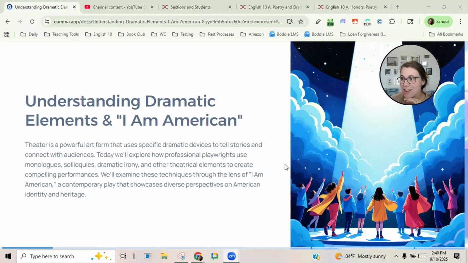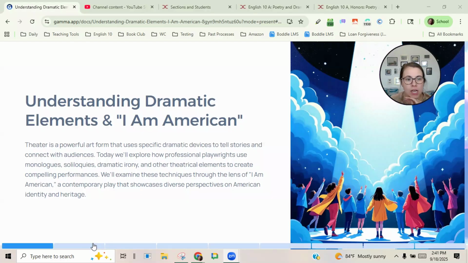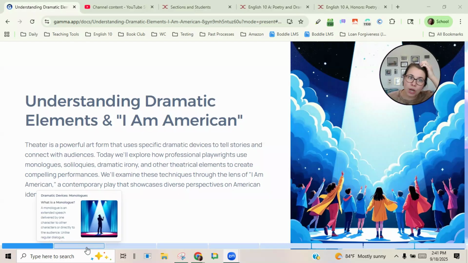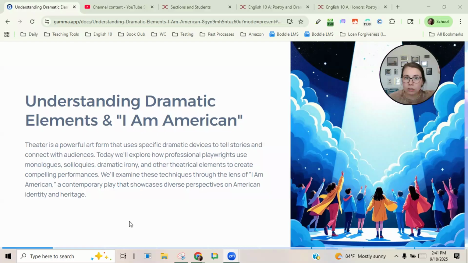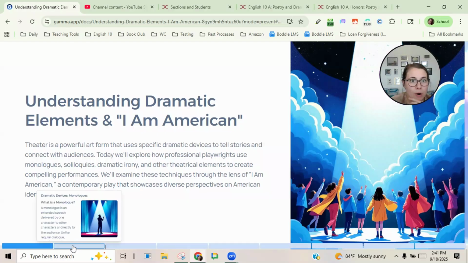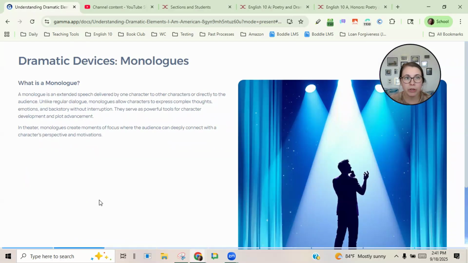Hey everybody, we are going to talk about some dramatic elements right now. And then in the next lesson, I'm going to talk a little bit more about I Am American, because both of these things are going to be tested on pretty heavily in the quick test and the unit test. So we're gonna power through this together really briefly.